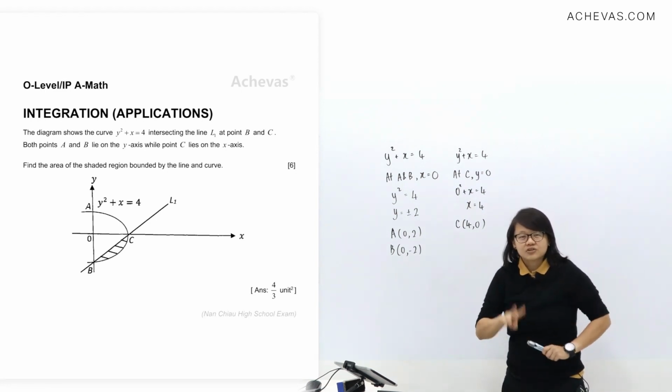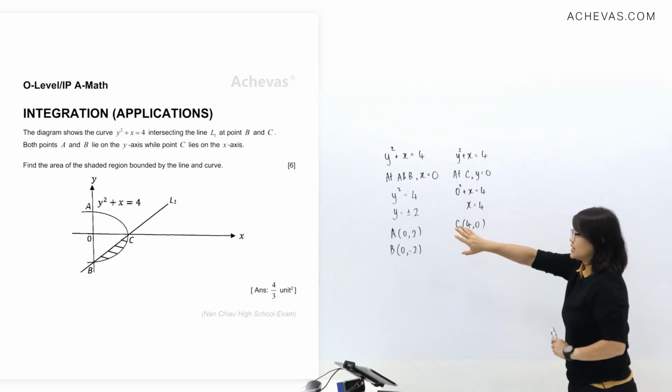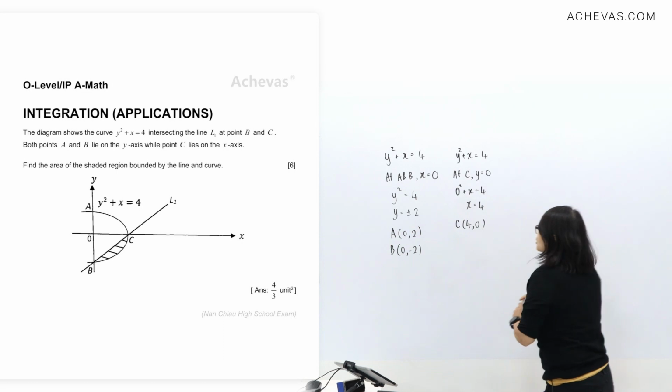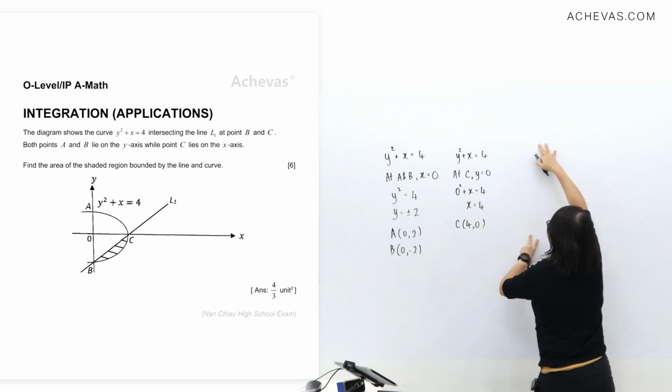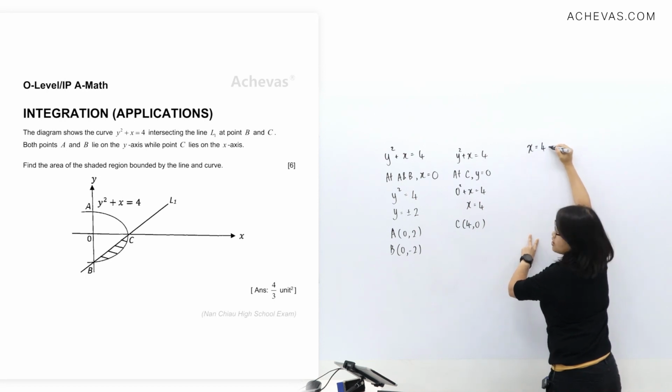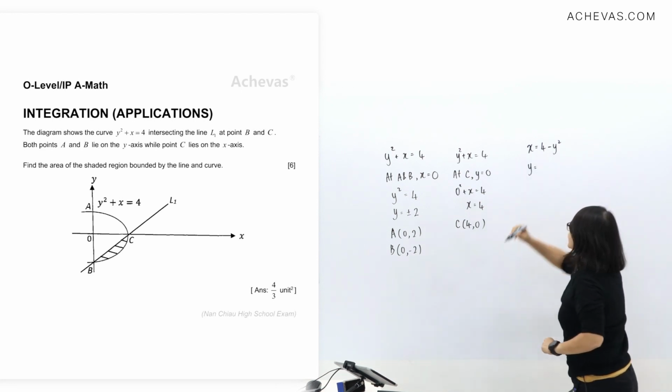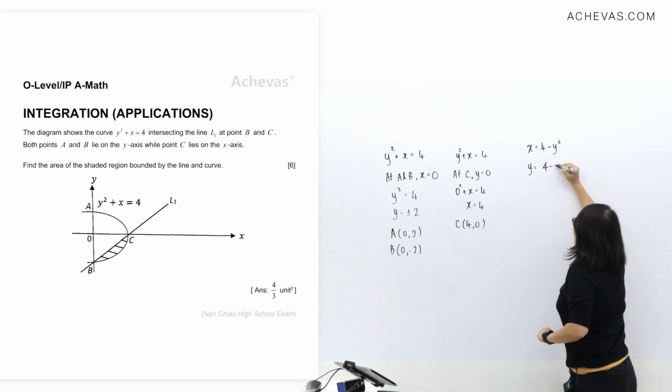We're going to take a look at two methods here, because for that equation, you can either arrange y as the subject or x as the subject. So let me arrange the subject over here for you. First, let me arrange x as the subject. I will be writing 4 minus y squared. And if I arrange y as the subject, you're going to notice that I'll have 4 minus x.